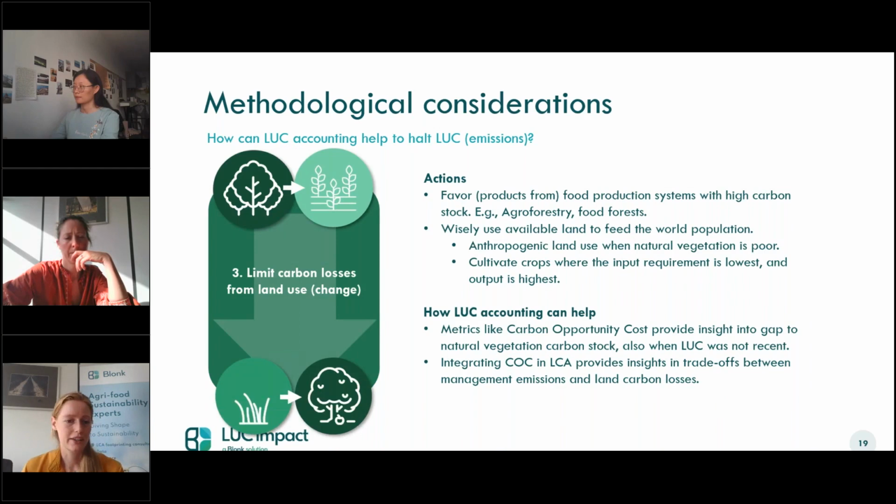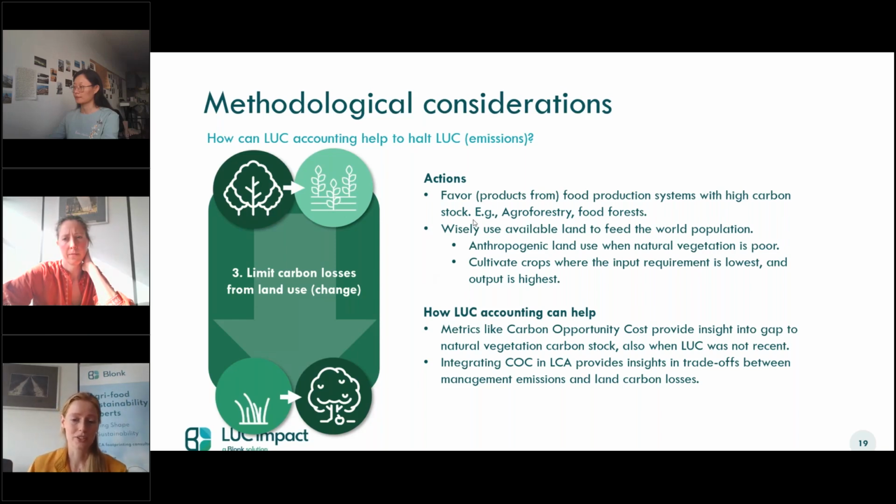And then the third point that was identified is to limit carbon losses from land use. Actions related to this is favoring products from, or food systems in general with, a high carbon stock. So agroforestry or food forests, or in general using perennial crops. And secondly, wisely using the available land.